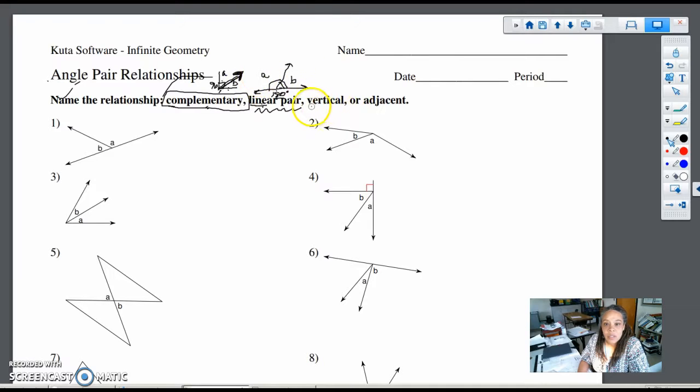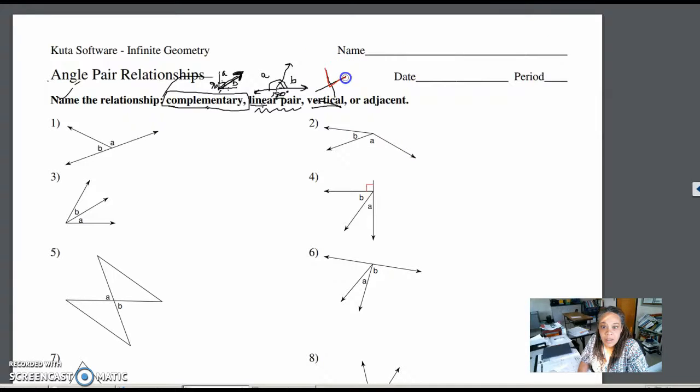Okay, moving on to vertical. A vertical angle, I like to draw it like this. It makes two V's. Any combination of lines crossing each other, where, here, let me change the color for you. I'm going to put this in red. So here is a V, and then here is another V.